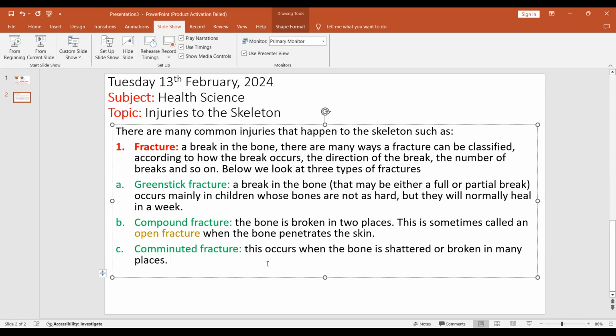A fracture doesn't have to be only one type. In fact, there is not only one type of fracture. We have different types of fractures. We only mentioned 3 inside this particular study: the greenstick, the compound, and the comminuted fracture. One is where the bone is shattered or broken into many pieces, broken in many places.